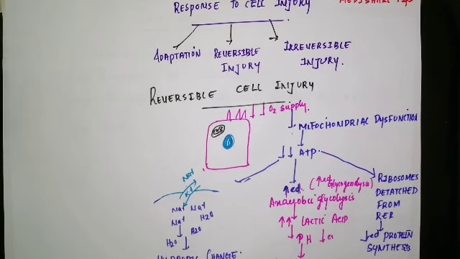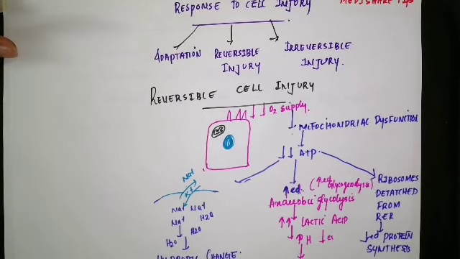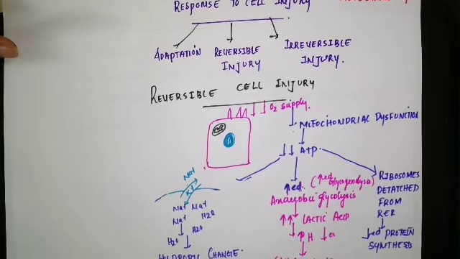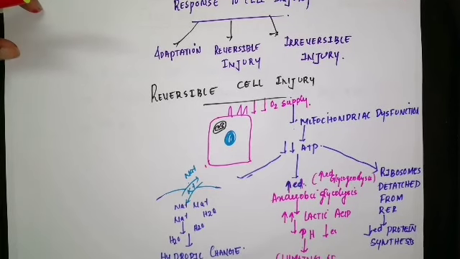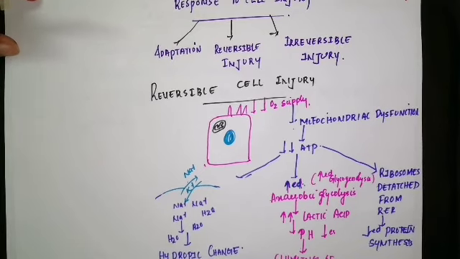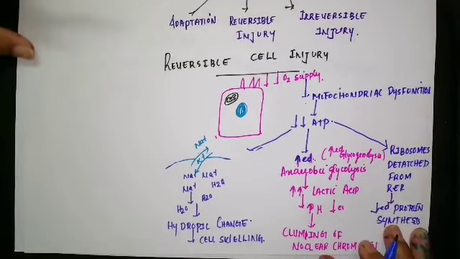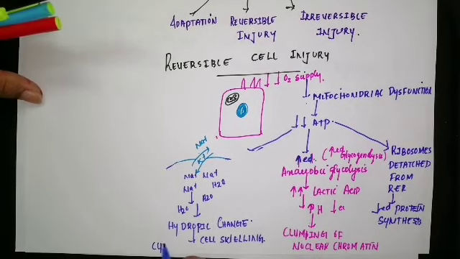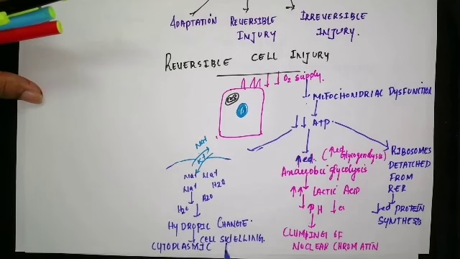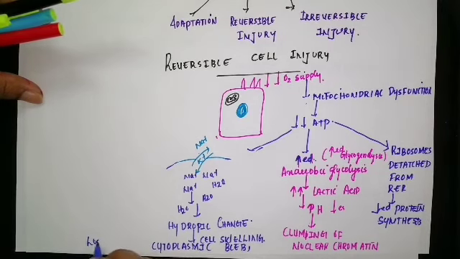Because of this hydropic change, what will happen? The cell will get swelling, organelles get swelled. Because of the swelling of the cell with water, the cytoplasm of the cell will form cytoplasmic blebs to accommodate more water. Because of the hydropic change, there will be loss of microvilli also.